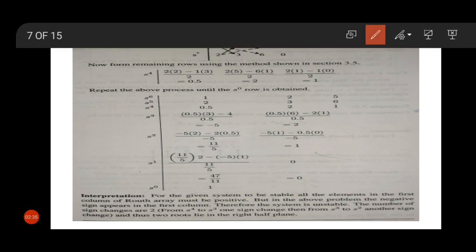Where are the sign changes? From s^4 to s^3. Here in s^4 the coefficient is 0.5 and in s^3 it is -5. That means there is a sign change.